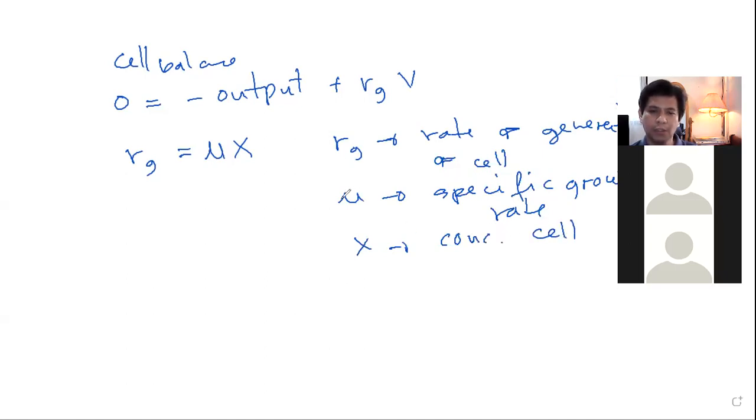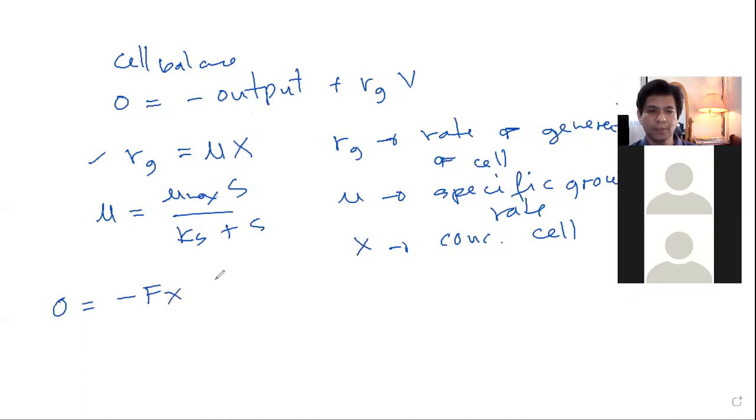So pag minultiply niyo yung specific growth rate tsaka yung concentration ng cell, as you can see, ang magiging unit niyan, dimensional analysis lang naman to, is grams per liter per hour. Di ba? So ayun yung explanation nitong equation na to. Okay, so I hope you can accept this. So basically, papalitan nyo lamang yung mu using the Monod equation. Di ba the Monod equation is mu max times S divided by K sub S, this is the Monod constant, plus S.